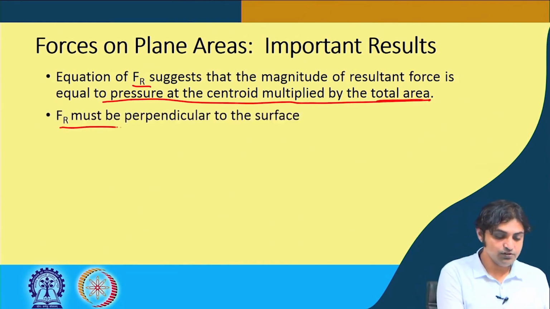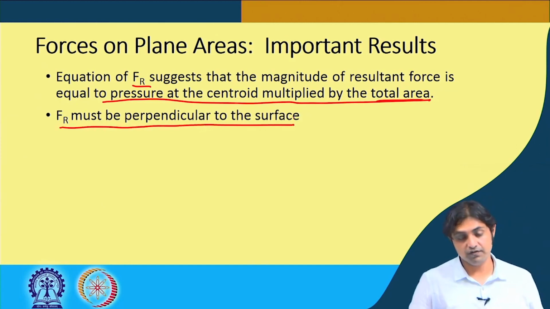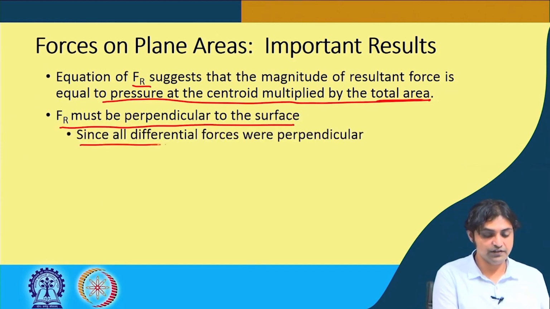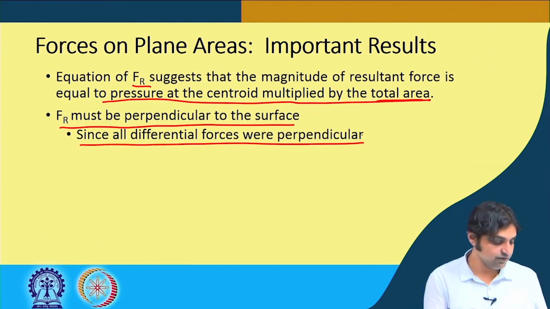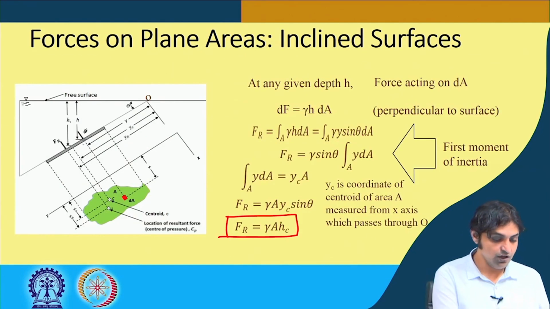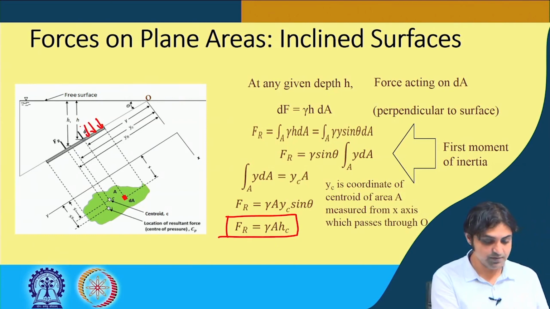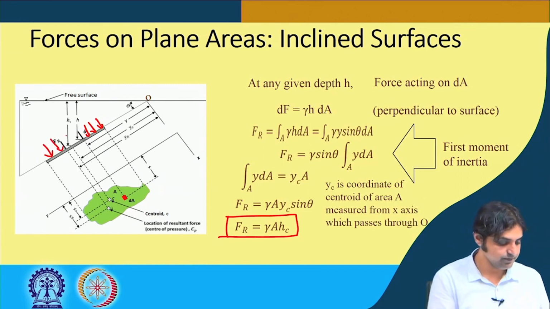Fr also must be perpendicular to the surface, that is very important, and the reason is that all the differential forces we have counted were perpendicular. If you see all the forces, these were all perpendicular. So this is, let us say, dF1, dF2, dF3. If you add these, the sum can change, but not the direction, right.